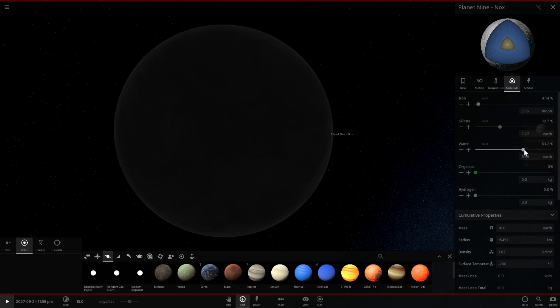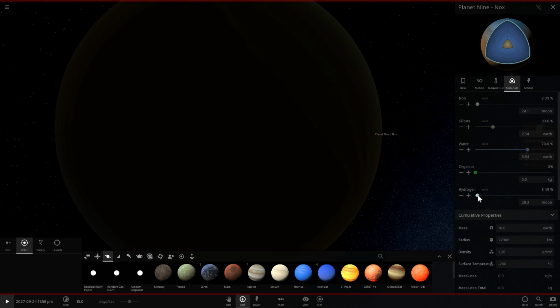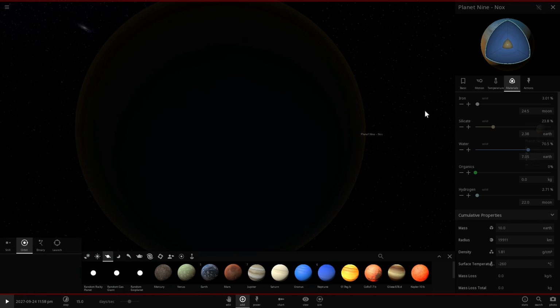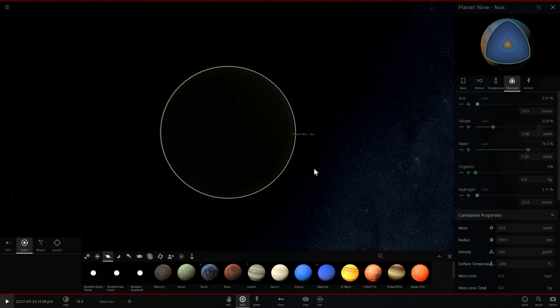Okay, we haven't actually made this gas giant enough, so let's turn this a little bit more gas gianty by giving it just a little bit of hydrogen, and here we go. So this is what Planet 9 might look like. It is kind of beautiful, but you can't really see it because it's really, really dark. And the name Nox is the proposed name.